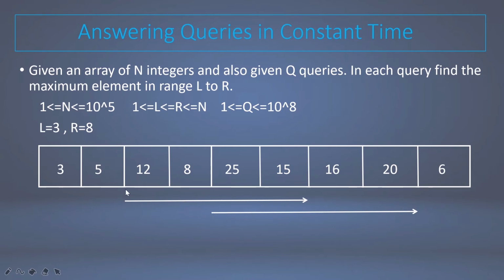So now we are covering the whole range, right? The maximum element of this range is 25, and the maximum element of this range is also 25. So the maximum of the two ranges will be 25. In this way we can answer any query. We are only doing two operations per query, so this takes constant time. We don't need log n time operations.